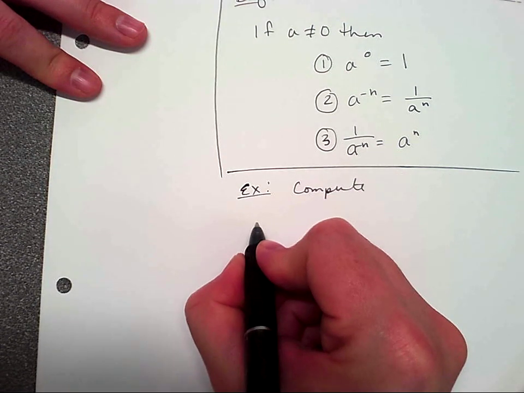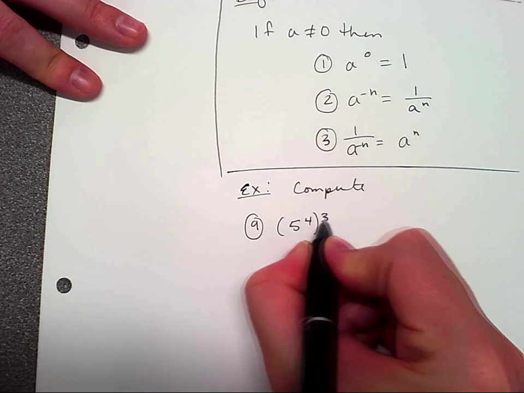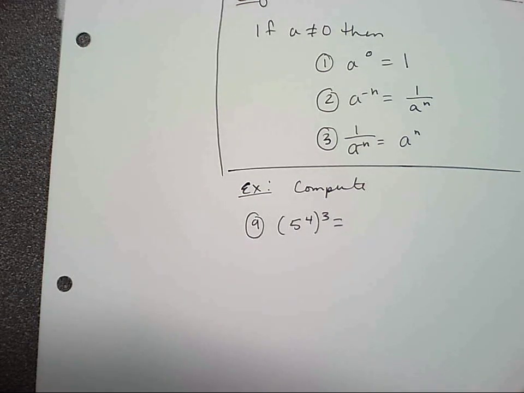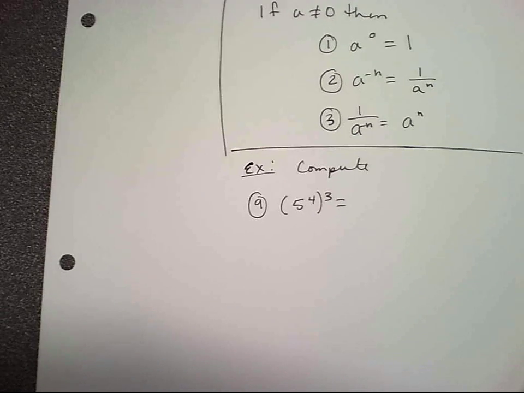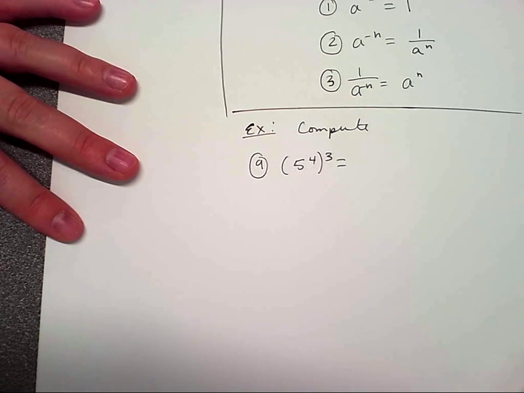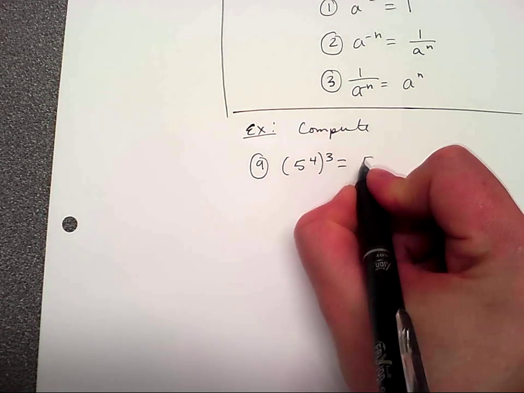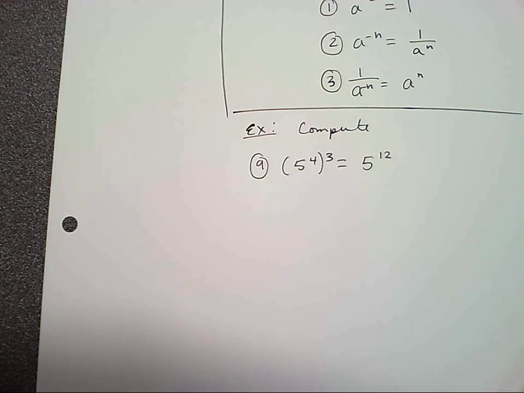Okay, so this is number 9. So I have 5 to the 4th to the 3rd. So what does that equal? 5 to the 12th, which I think your homework wants you to put in the calculator and come up with an integer answer.